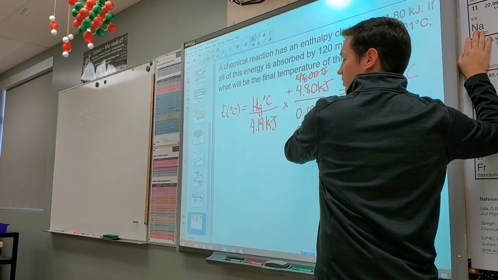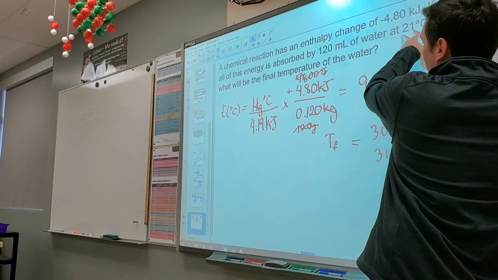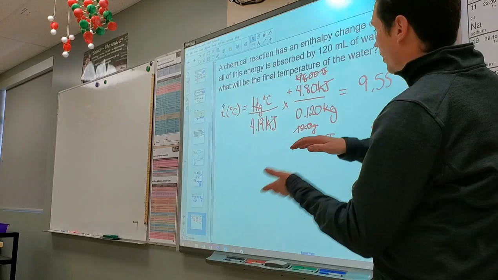And then it would be 1,009 degrees now, or 1,010, whatever. Does that kind of make sense? When I add this much energy to this much water, it doesn't matter what temperature it starts at, it will increase in temperature by this much. So you have to figure out what the initial temperature was and then add it. Is that okay?